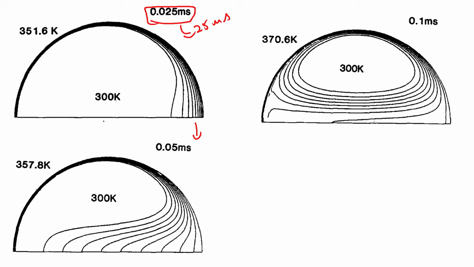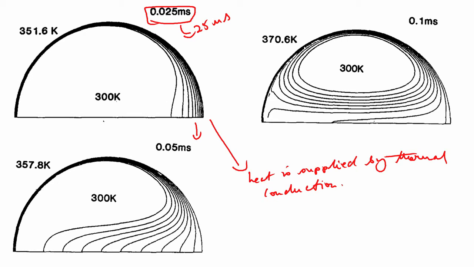So what is happening over here, if you look at the liquid isotherms in this very short time, the heat is basically transferred by thermal conduction, mainly by thermal conduction. You can see that the isotherms, these constant temperature contours, do not mimic the flow, because the flow is like a Hill's spherical vortex. It does not show that. It is just a typical diffusion dominated problem.